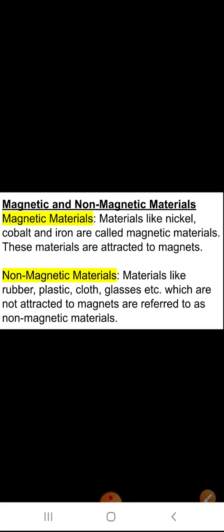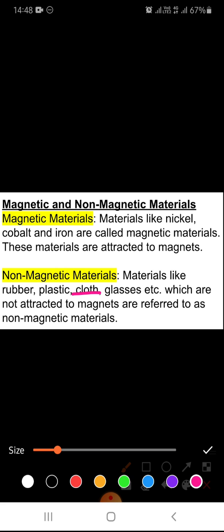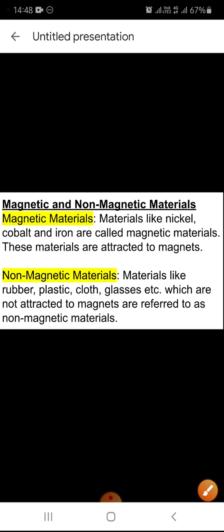magnetic and non-magnetic material, that is, materials that are attracted by a magnet like nickel, cobalt, iron. All these are called magnetic material, and the materials that are not attracted towards a magnet are known as non-magnetic material like plastic, rubber, cloth, glass. All these things are known as non-magnetic material. So magnetic material and non-magnetic material, two types of material are there.